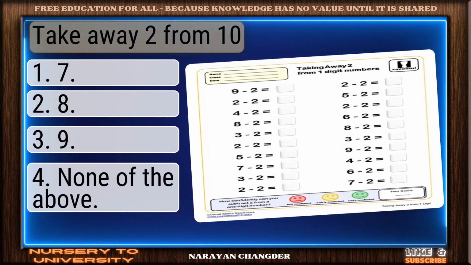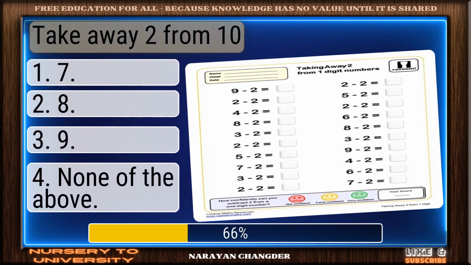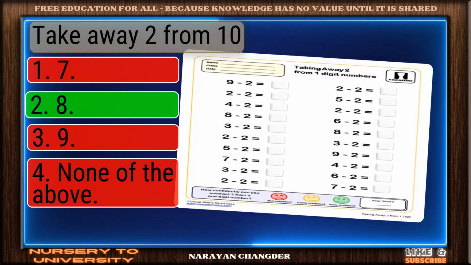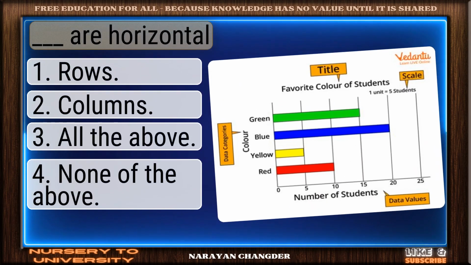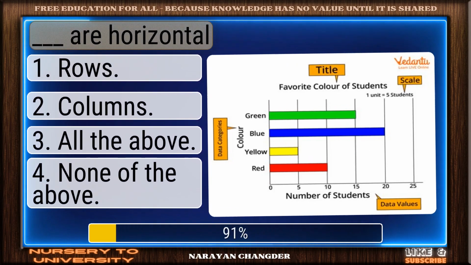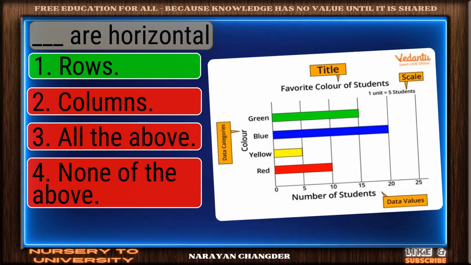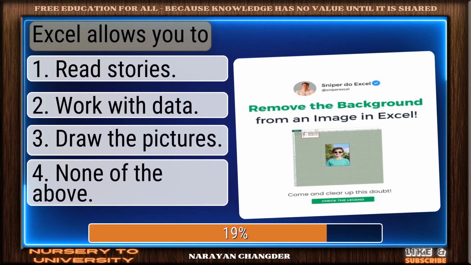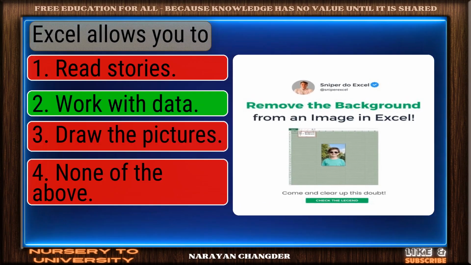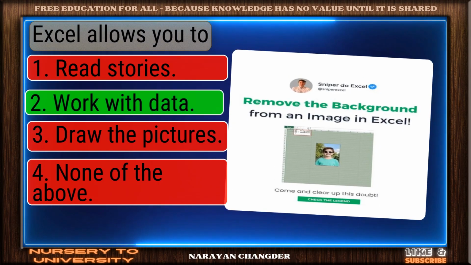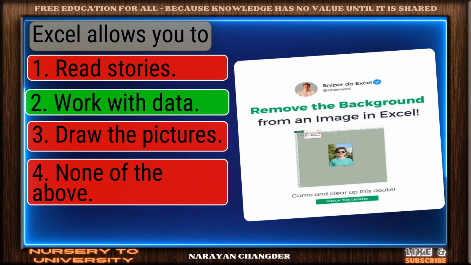Take away 2 from 10. Right choice. 8 is the best answer. Dash are horizontal. Good job. Your answer rows works well here. Excel allows you to. Clear logic. Your choice work with data is sound and 100% true.